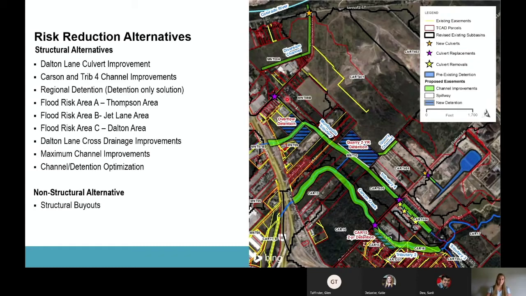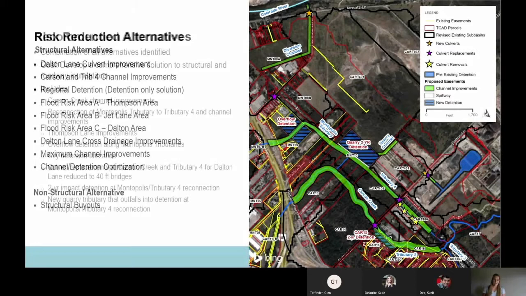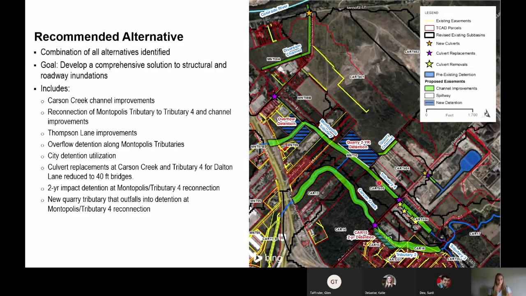And overall, those are all structural solutions, but then we also looked at a non-structural alternative in which we proposed a buyout of any inundated structure. As far as the recommended alternative goes, it's kind of a combination of everything that we looked at that we thought felt best. Within, we have significant channel improvements that go through both of these.